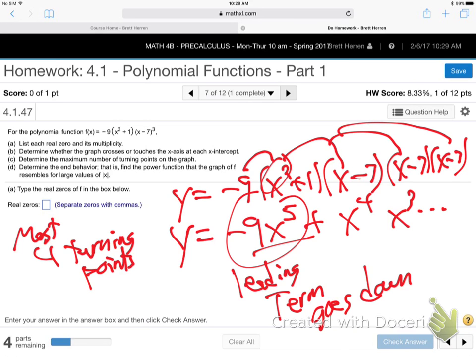And when they say end behavior, that's part D. What they want for end behavior is just for you to go minus 9x to the 5th. They just want you to give them the front term, I think. If you look at that quick, they might say up or down, but I think they just want this. Is that what they want? Yeah. We good with all that? All right.